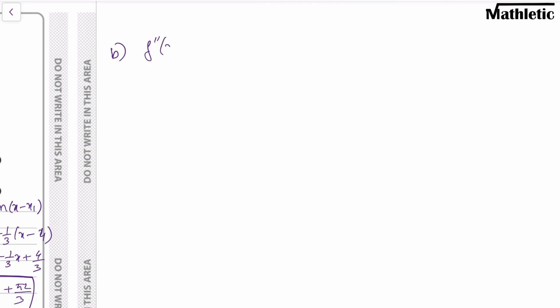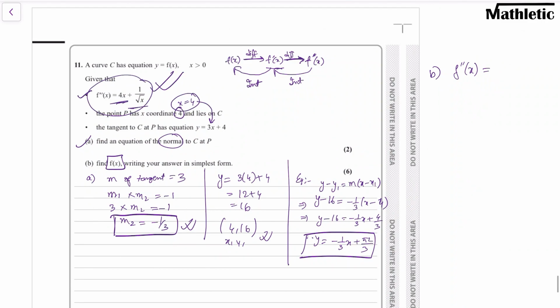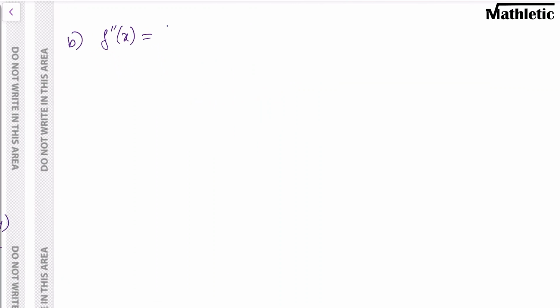So f double prime, as given in the equation here in the question, is 4x, and if we shift root x from the denominator to the numerator, you get x to the power minus half. So 4x times x to the power minus half. So this is given. So if I need to find f prime, we need to integrate this expression.